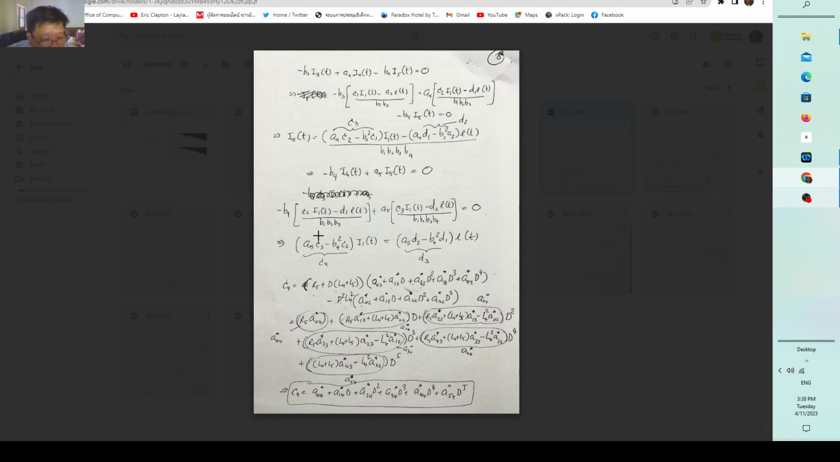We're going to call the operator that multiplies I sub 1(t) on the left hand side C sub 4. You remember that we've already calculated C sub 1, C sub 2, C sub 3, so this one becomes C sub 4. The operator that multiplies e(t) on the right hand side becomes D sub 3. For the previous one, we used D sub 2. And again, we're going to continue.